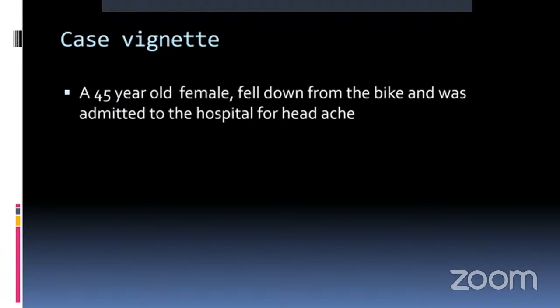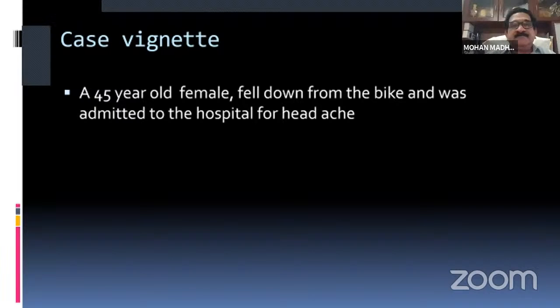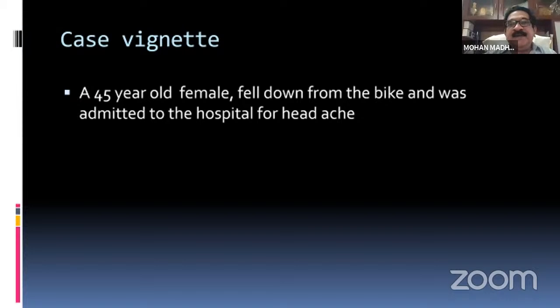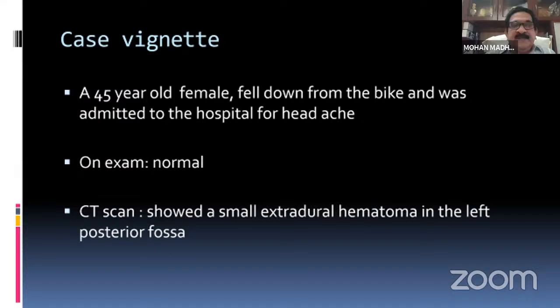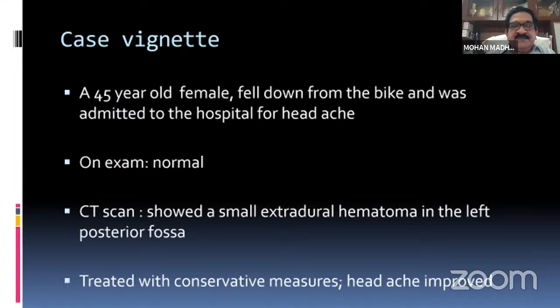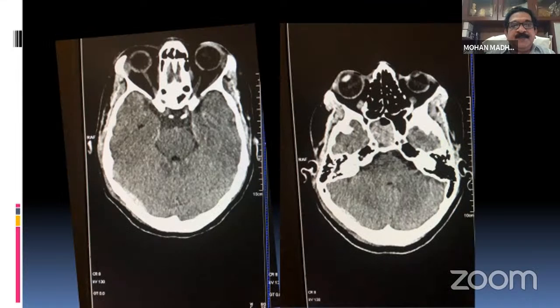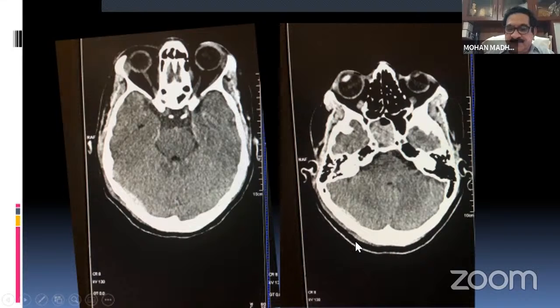This is the story of a 44-year-old female who fell down from a bike and was admitted to the hospital for headache. On examination, no abnormality was detected. CT scan showed a small extradural hematoma in the left posterior fossa. Since it was very small, we opted for conservative measures and the headache improved. So this is the small extradural hematoma we found in the posterior fossa. I can show this is the one.